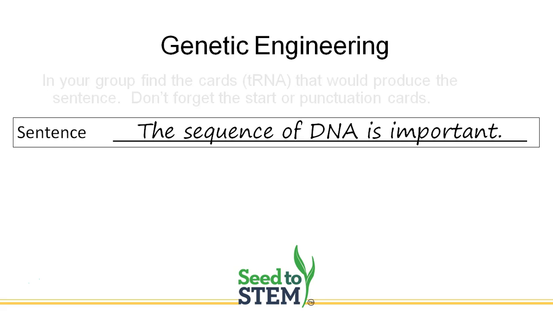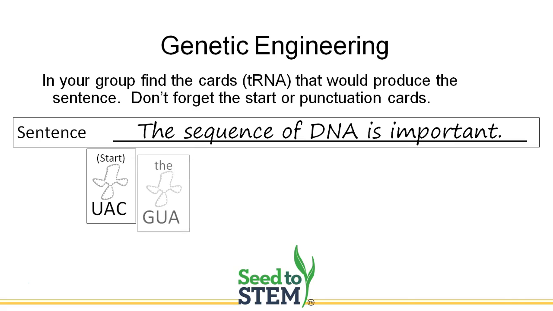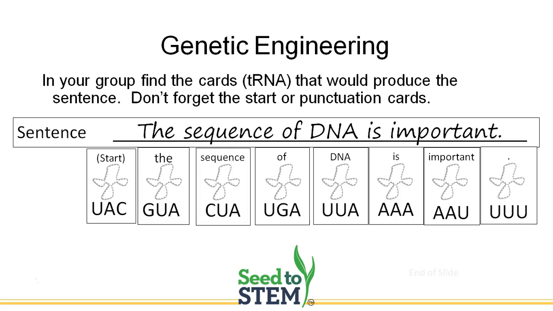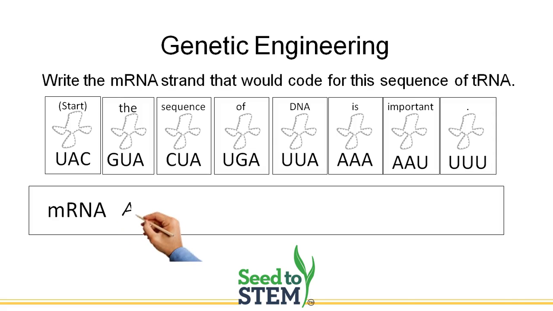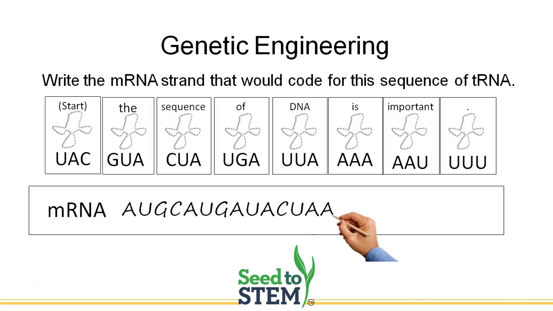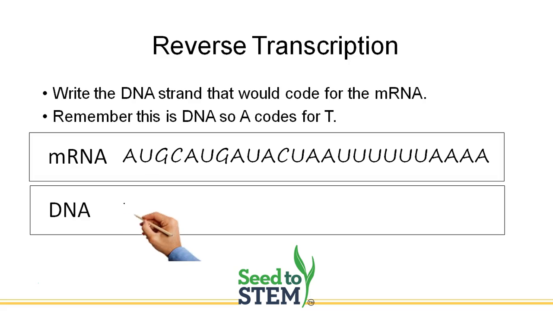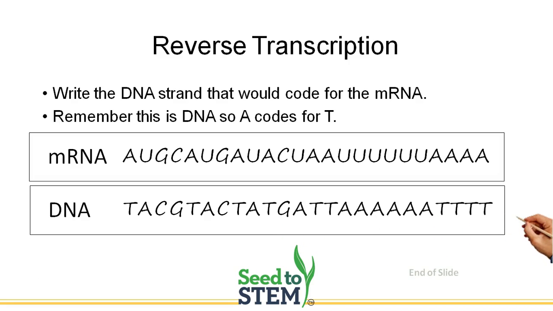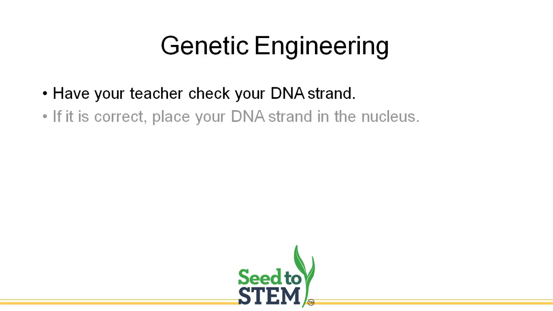Being careful not to forget start and stop codons, students should arrange tRNA cards to complete the sentence. Students will then need to work backwards to determine the mRNA strand that would have coded for this order of tRNA molecules. Students can then perform reverse transcription to produce the DNA molecule that would code for the mRNA molecule needed for their sentence. When they think they have it finished correctly, they can have the teacher check their DNA strand for accuracy. If it is correct, they can place their DNA strand in the nucleus.